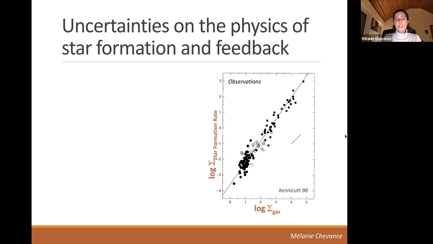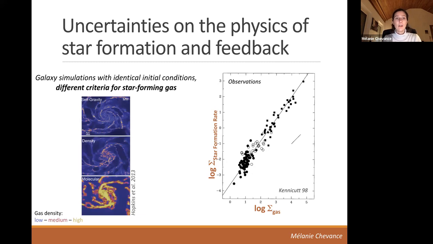But this only gives an indication that, okay, the more gas you have, the more stars you should form. But that doesn't tell you which gas will form stars. And this is very important because you can see on the left now that galaxy simulations with identical initial conditions, but with different criteria for which gas is forming stars, will look completely different, will have completely different properties. And all of these decisions make sense. It makes sense to say that the self-gravitating gas will form stars, or that the gas above a certain density threshold will form stars, or that only the molecular gas will form stars. So these assumptions make sense, but we don't know which one is the correct one in the real universe.